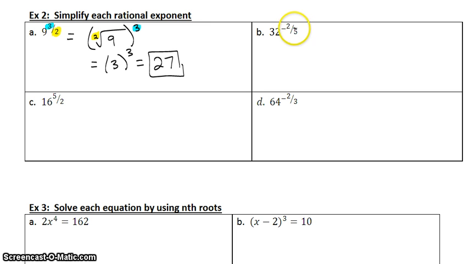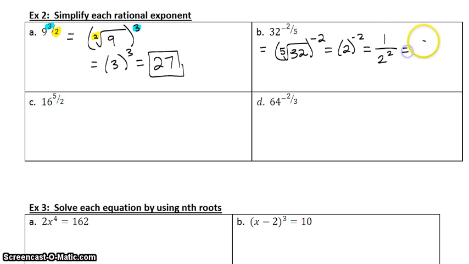Part B, 32 to the negative 2/5 power. So again, I'm thinking, okay, bottom number is my index number. Top number is my exponent. We'll deal with that negative in a minute. For now, the 5th root of 32 is 2. What a negative exponent does is it moves it to the bottom of the fraction. And again, we're going to talk about this more in section 7.2. But this becomes 1 over 2 squared, which is 1/4. Pause the video and try C and D.